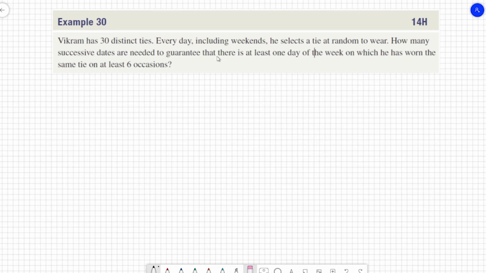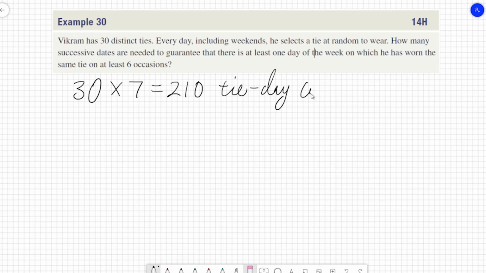Now, in this case, the pigeonholes are the specific day of the week and tie combinations. So you end up with 30 ties times 7 days of the week, 210 possible tie-day combinations.